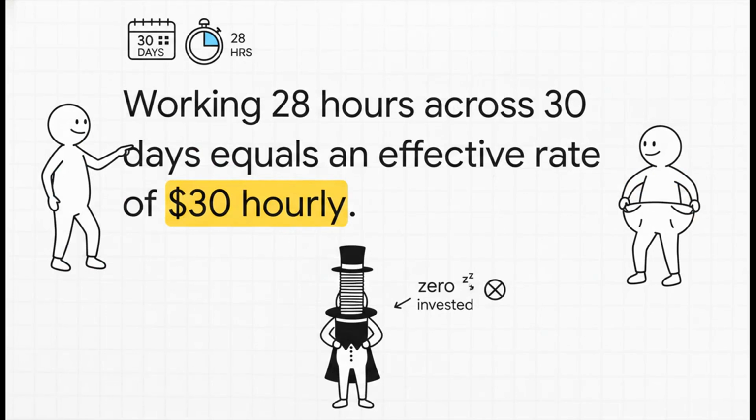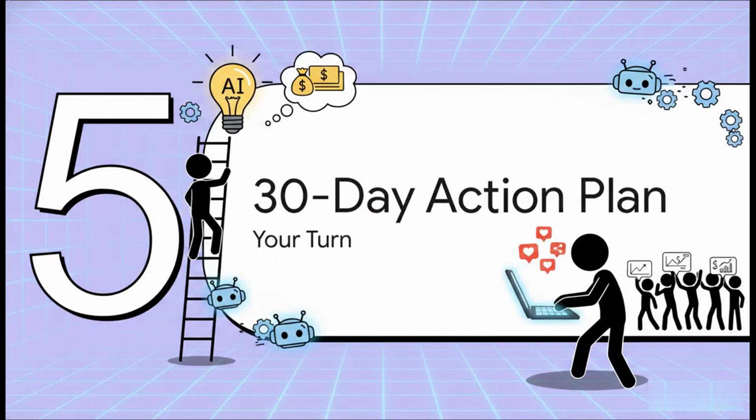The crucial takeaway is right here. Across all 30 days, I worked a total of approximately 28 hours. When you divide that out, it equals an effective hourly rate of about $30 per hour. I achieved that from a complete standing start, with absolutely $0 invested, using no inside connections, and leaning entirely on free AI tools. Is $847 going to change your life overnight? Maybe not, but it absolutely proves that you can build a real income stream from thin air if you just follow a proven process. Let's wrap up with Section 5, your 30-day action plan.